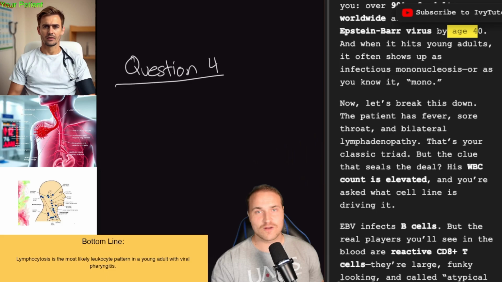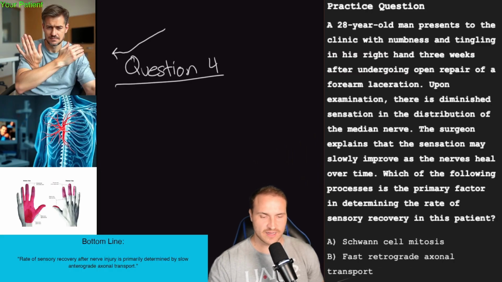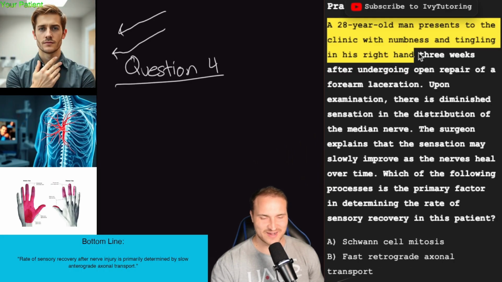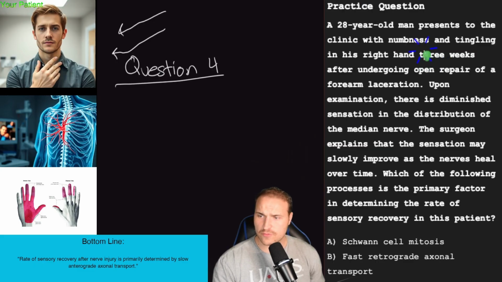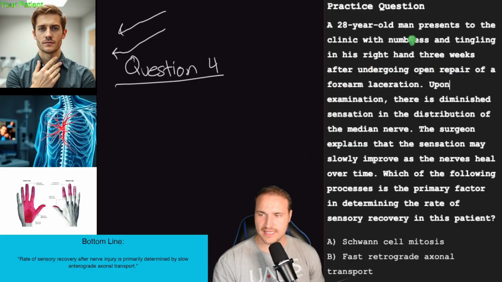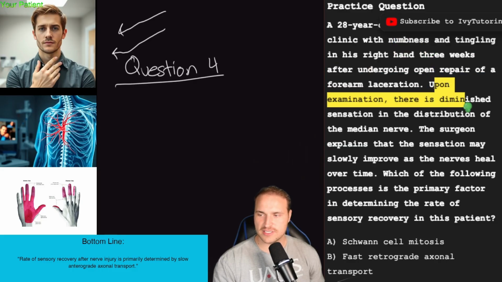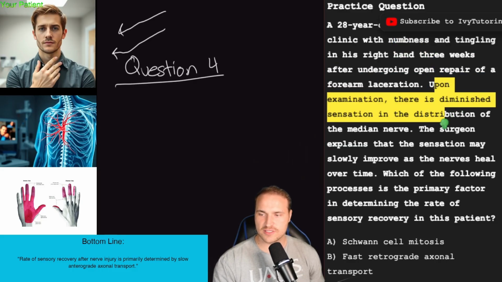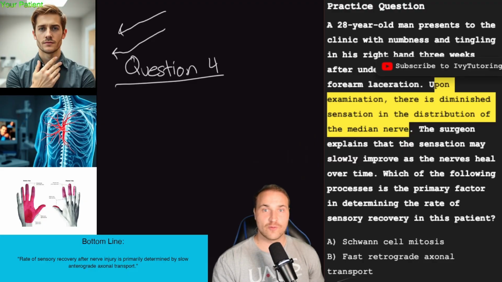Moving on to question 4. Here we have a freaky man with a hand growing out of his arm. There we go, much better. Had to regenerate that one. In 3 weeks after undergoing open repair of his forearm laceration, he's got that numbness and tingling. Upon examination, there is diminished sensation of the distribution of the median nerve. Okay, we got our buzzword.